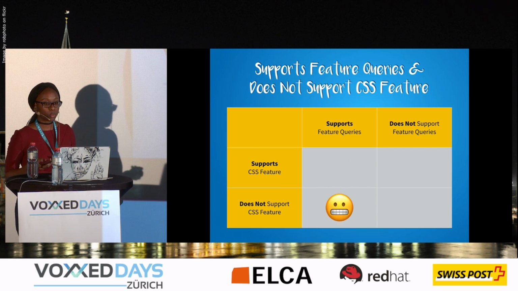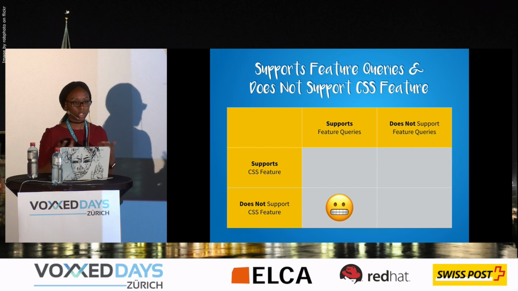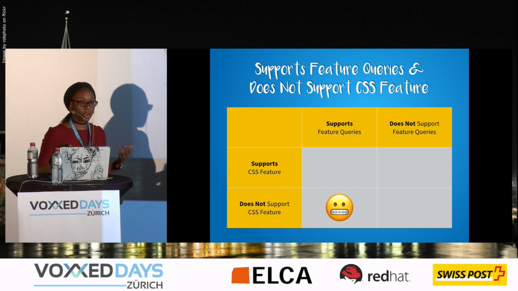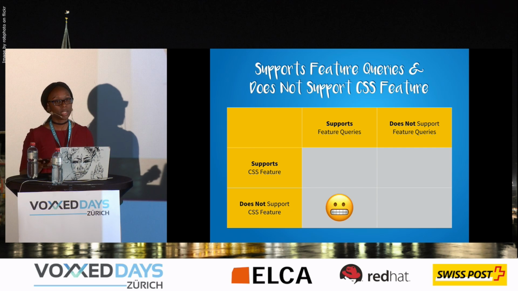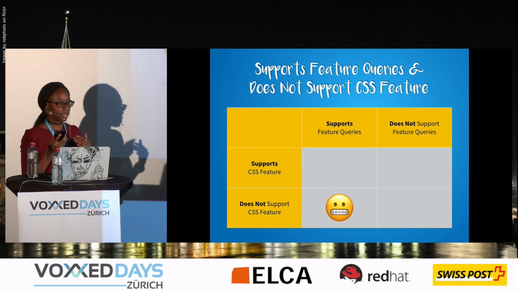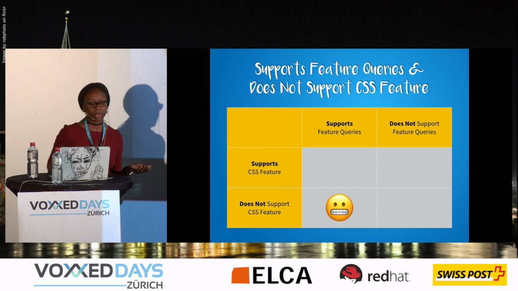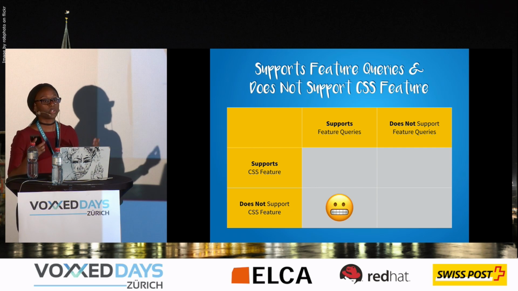A second case is where the browser supports feature queries, but it doesn't support the feature in question. So for example, Microsoft Edge does support feature queries, but it doesn't support the object fit cover property. And this is also a scenario which is good for us because then the supports block works as intended. What is between the blocks is going to be ignored because the browser, which understands the supports query, will look at it and say, okay, well, it doesn't support object fit cover, so it's just going to ignore it.